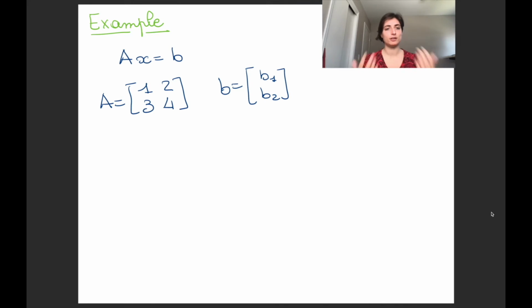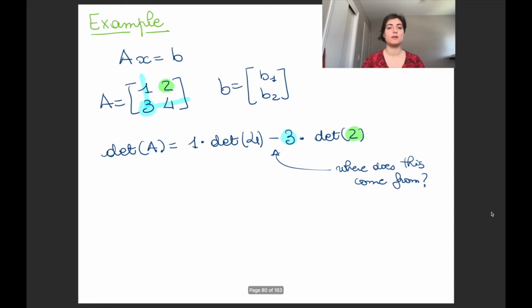So if we have something more interesting, A is equal to [[1, 2], [3, 4]], and B is any vector, B1 and B2. Then the determinant of A is 1 multiplied by 4 minus 3 multiplied by 2. Where does the minus come from? I want you to check out the formula and figure out why I have a minus in there.